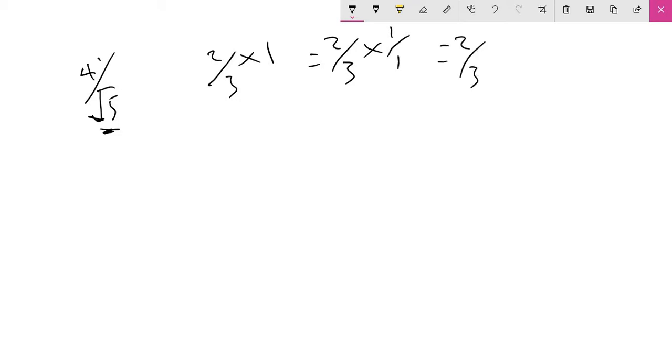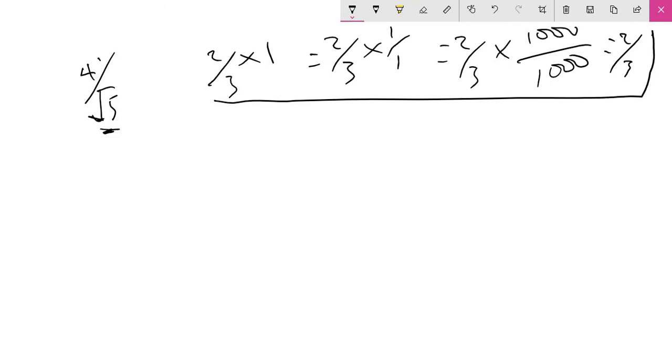And this is the same as 2 divided by 3 times 1,000 over 1,000. Remember, this 1,000 divided by 1,000 is 1. So this gives the same exact thing, right? So this is the technique we're actually going to use to rationalize the denominators. How is that? This is how we do it.